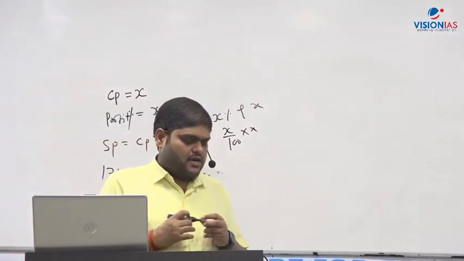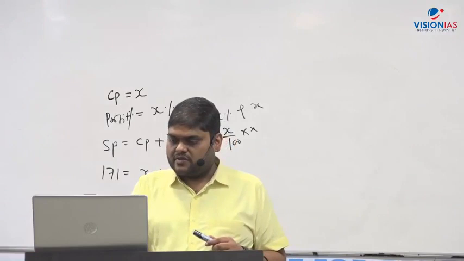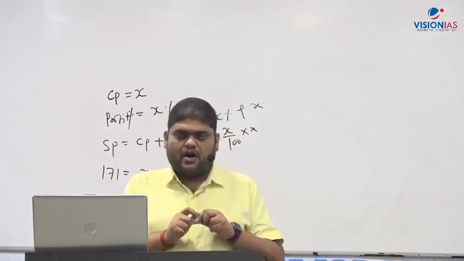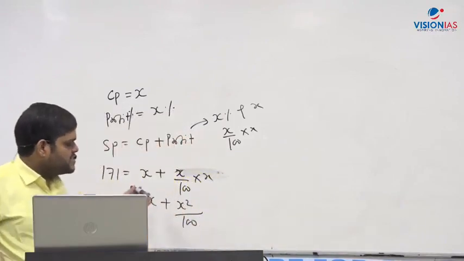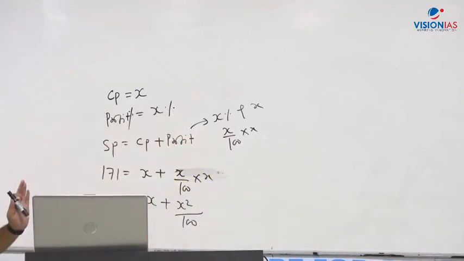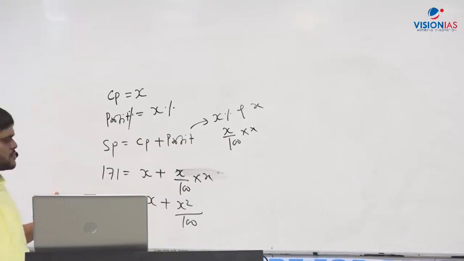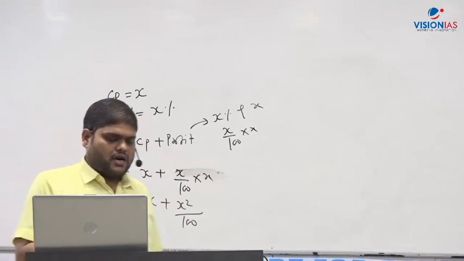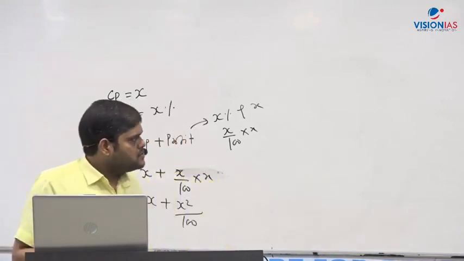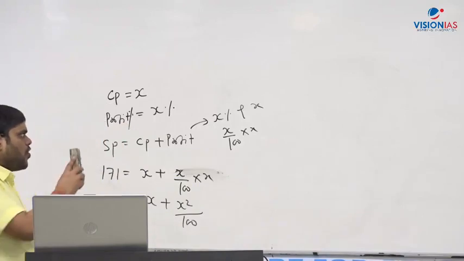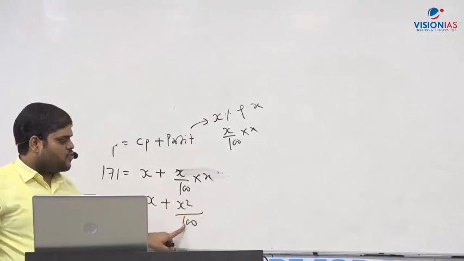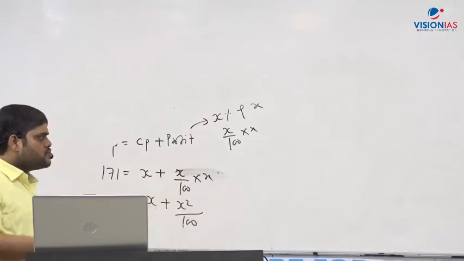You have to go by the option. So better you solve by the option itself. The traditional method is difficult, because this is what is coming to my mind right now. It becomes difficult, so better go by the options, because here also you have to put the value of x, otherwise the quadratic equation is difficult to solve.